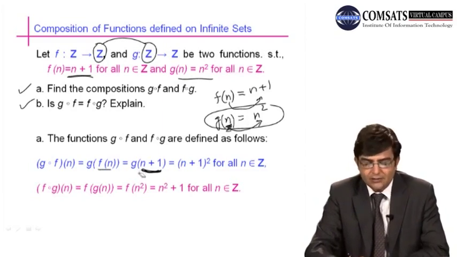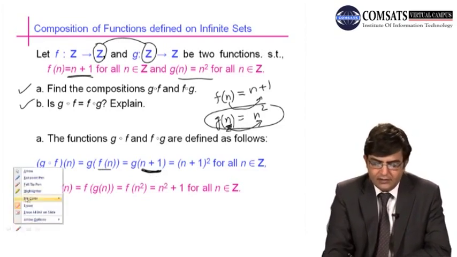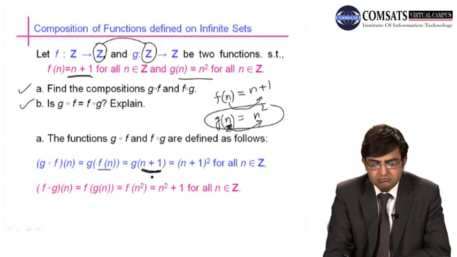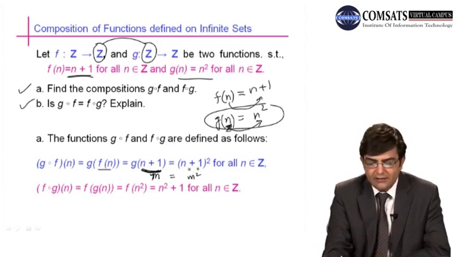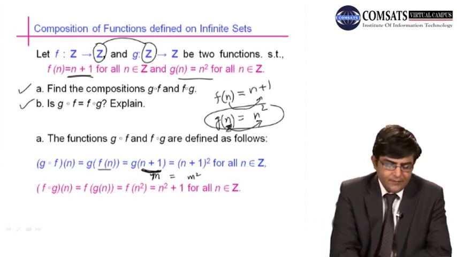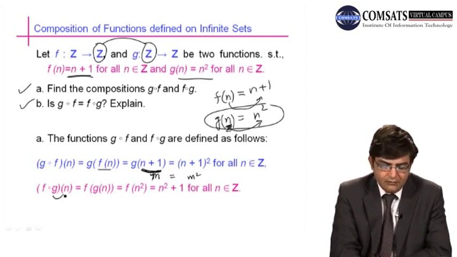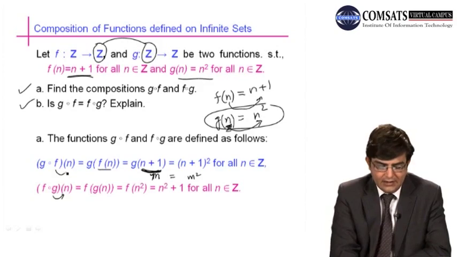Now when g operates on this element, for example if we say it is m, then what will be g of m? It will be m square. So m is n plus 1, so we must have n plus 1 whole square. So this is basically g circle f. Now we define f circle g. First we operate g on n. Here we operated f on n first, here we must operate g on n first. So this becomes f of g of n.